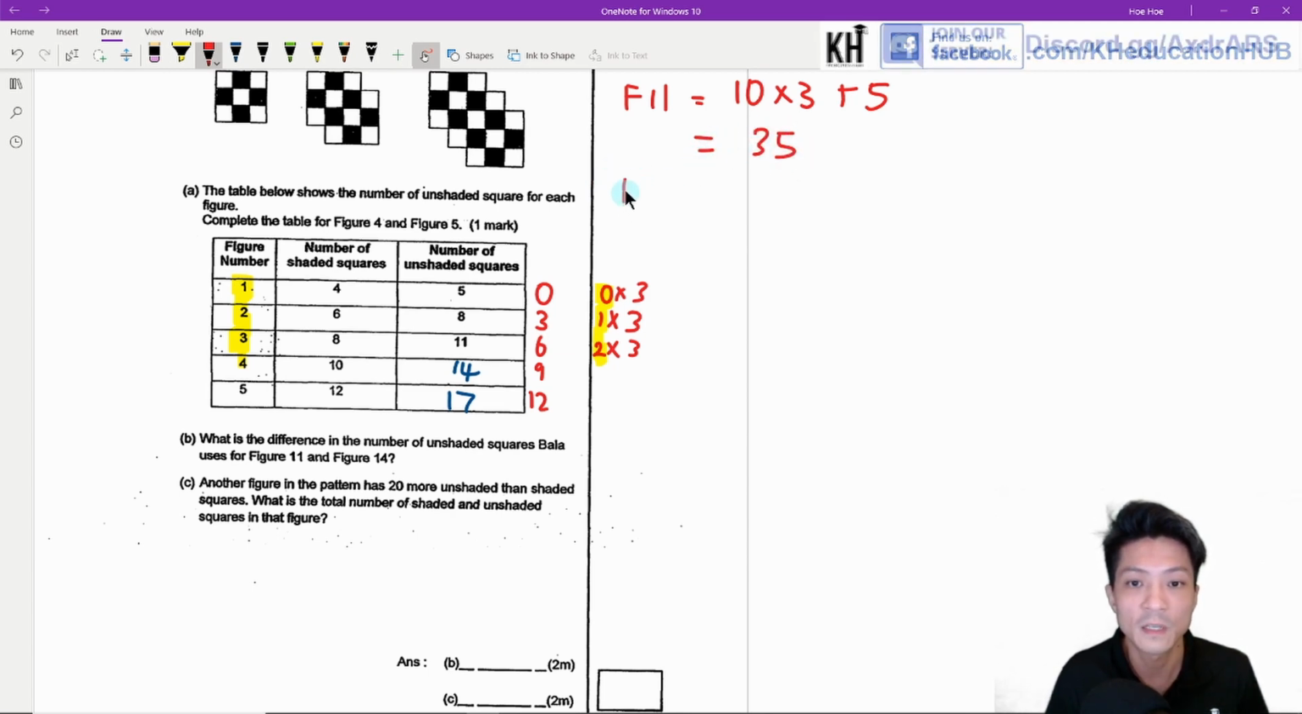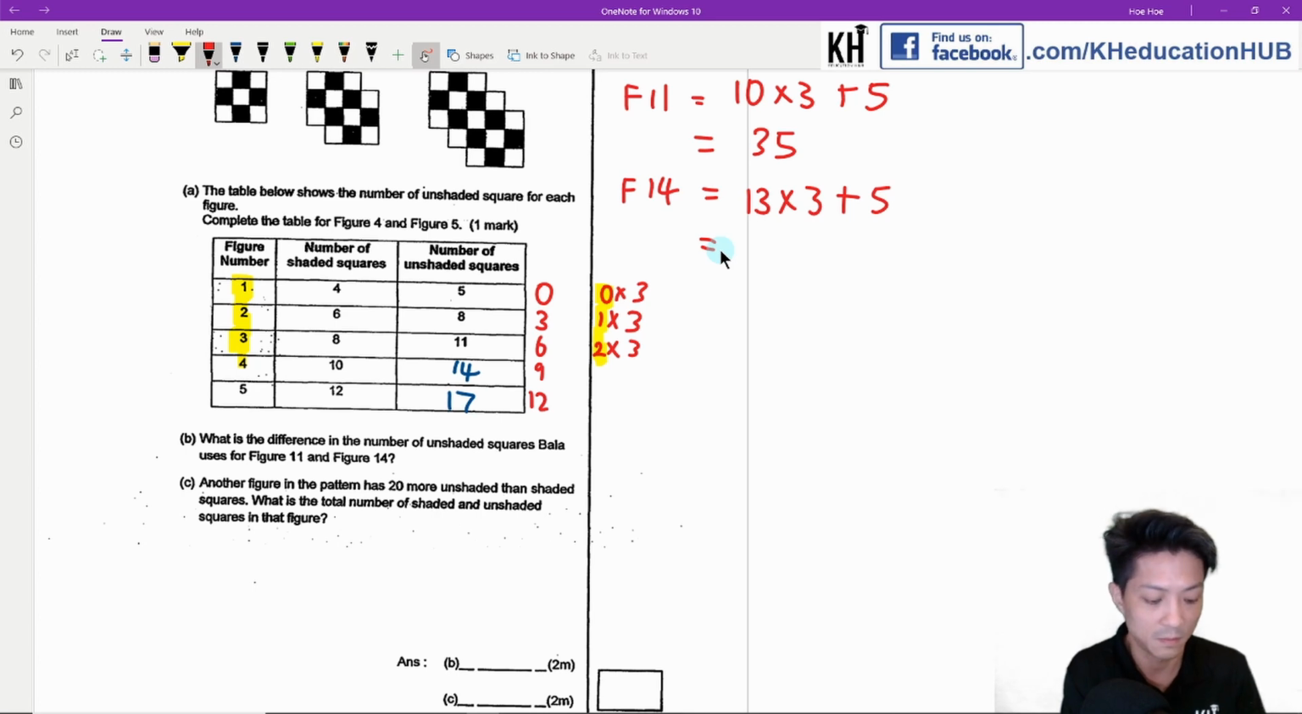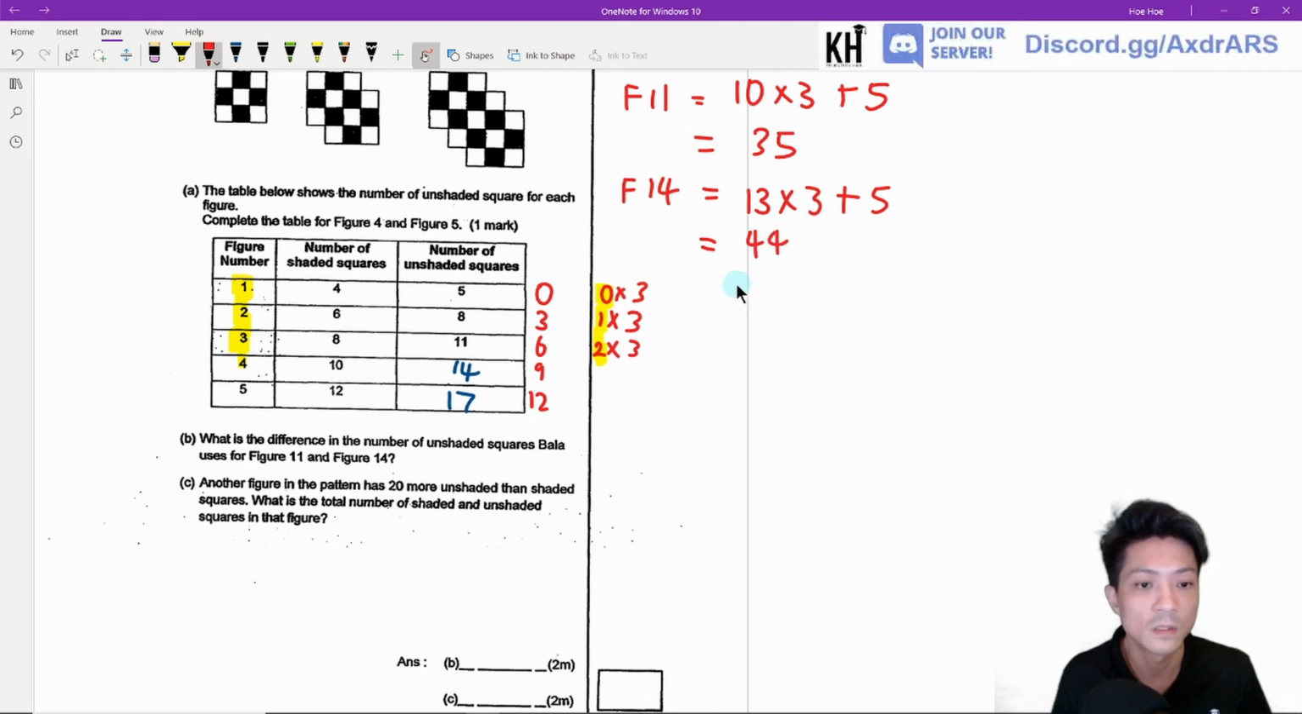Okay, if I want to find figure number 14, I need to minus 1 from the 14, which will give me a 13. 13 times 3 plus 5. Okay, which will give me a 44. So the difference between them will be 44 minus 35, which is 9.